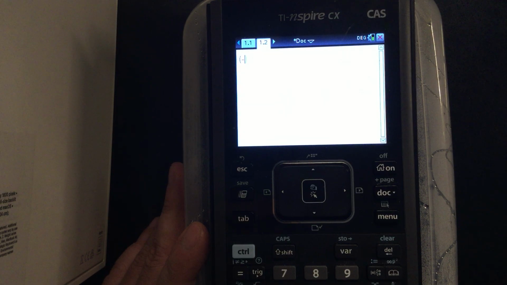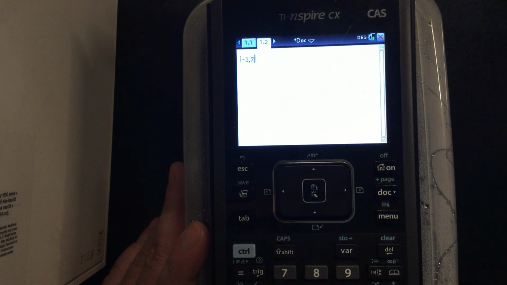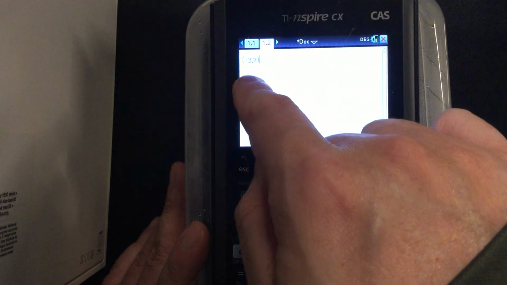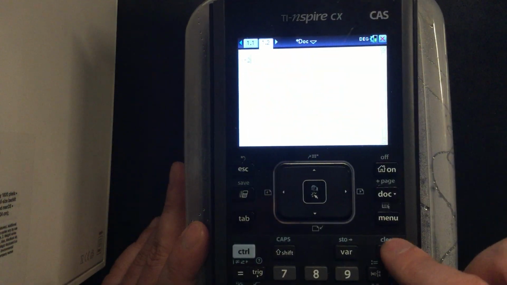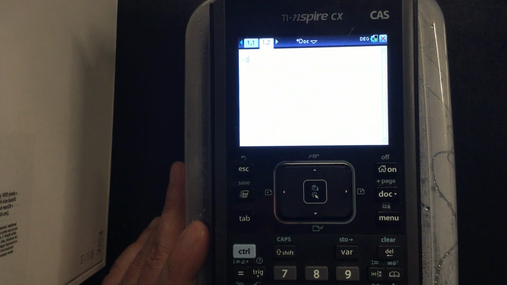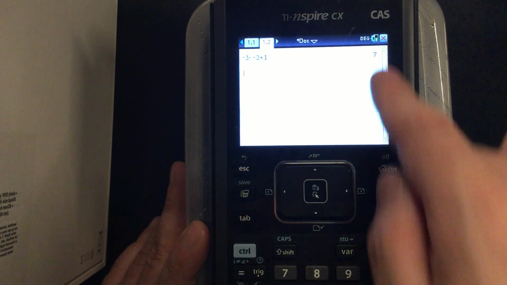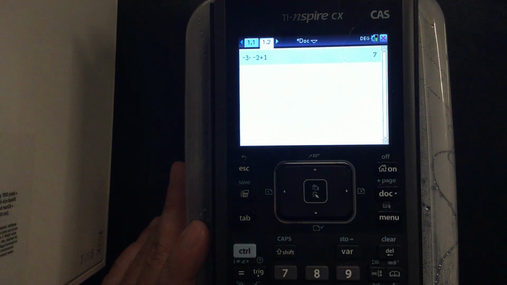Now, -2, 7, what does that mean? That means x equals -2, y equals 7. So if I type in the equation 3x minus bracket -2 plus 1, does that equal 7? If it equals 7, the answer is correct.